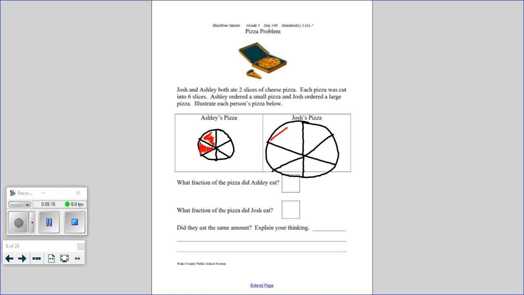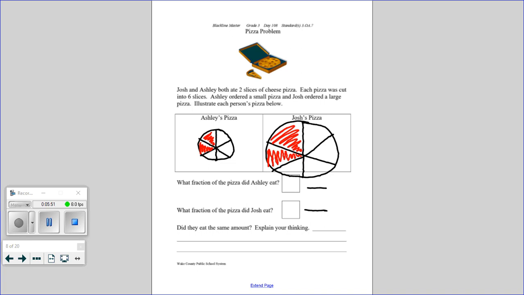So my red is going to represent the pieces of pizza that each person ate. Alright, now we need to figure out the fraction of the pizza that each person ate. So let's look, I like to start with my fraction bar. I'm just going to draw over here. Go ahead, and if you can create the fraction for each person, go ahead and write that fraction of what pizza they actually ate next to the model that you've drawn.